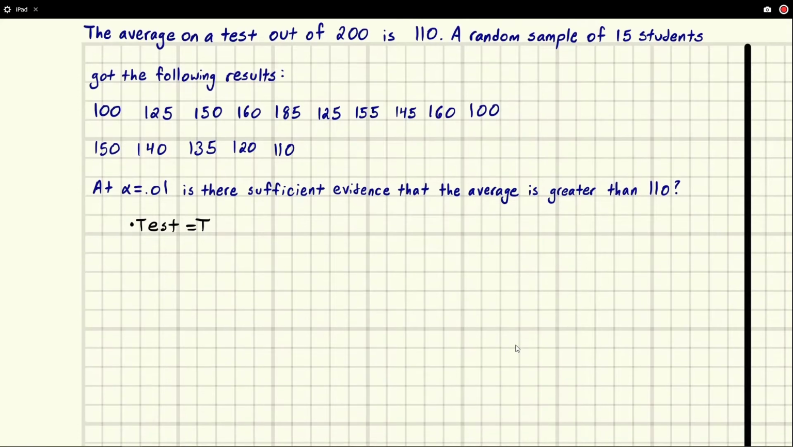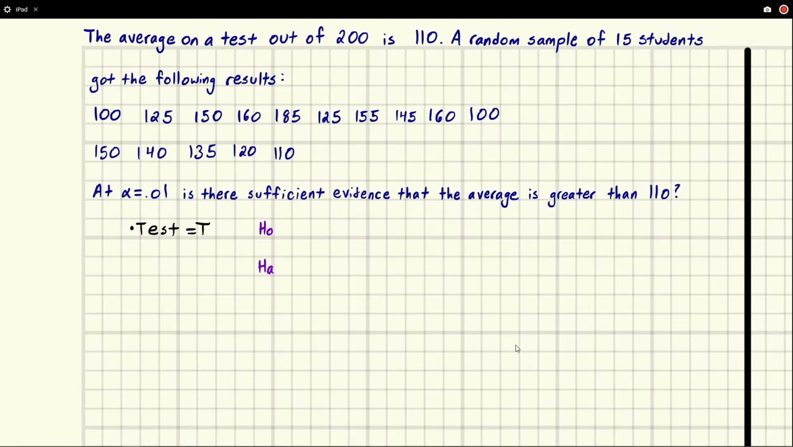Next, we need to figure out our null hypothesis, which is going to be H naught, and our alternative. And we also need to identify the claim. So let's see what these are. Our null is going to be that something's equal to something because we're talking about averages here. It says the average on a test out of 200 is 110. So they're saying that the average is 110. And that's a statement just in general. They didn't tie it to any sort of a sample. So they're saying that mu naught is going to be 110, or that the mean is 110.